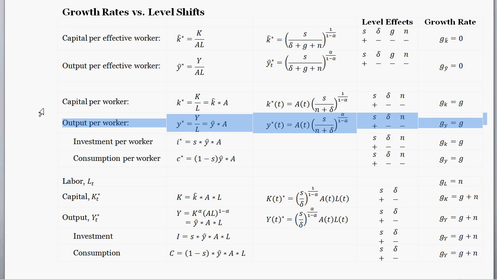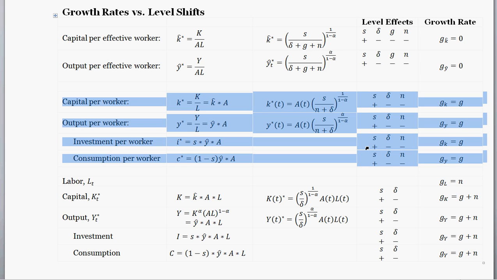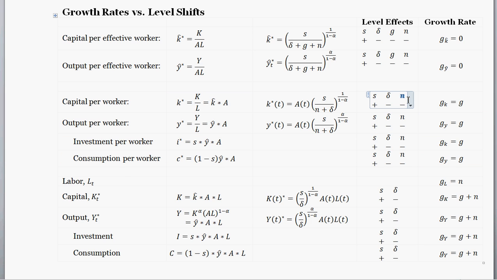Now we're looking at capital per worker in the time series. For capital per worker, the growth rate is defined by the growth rate of technology, that's g, so that's unchanged. Capital per worker is going to continue to grow at the same rate. However, we are going to be shifted to a new lower level, and that is going to be concurrent with the transition for capital per effective worker to the new lower steady state.